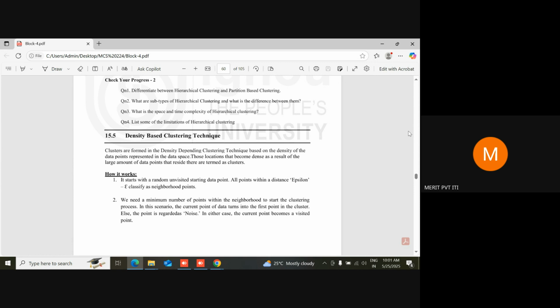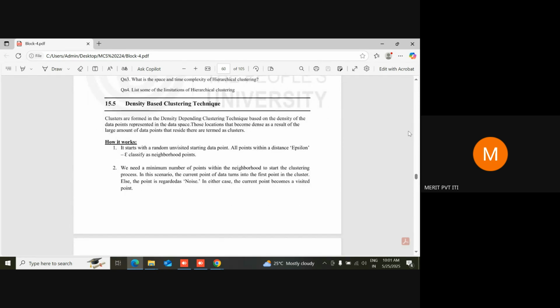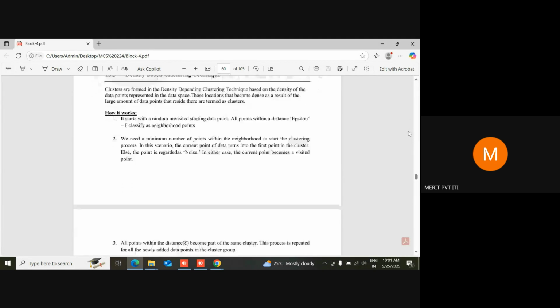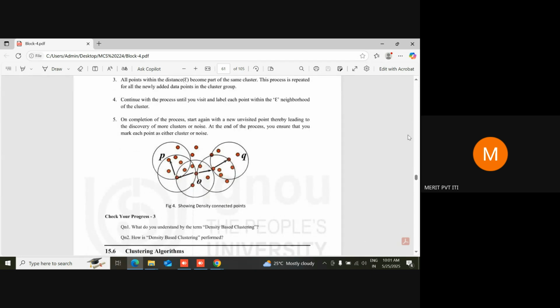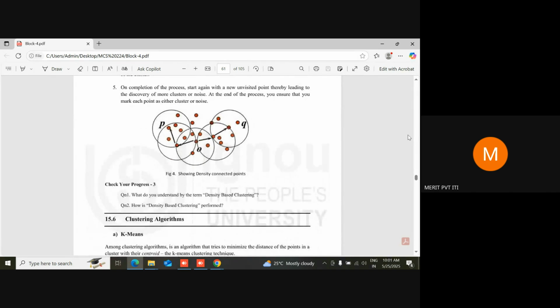We need a minimum number of points within the neighborhood to start the clustering process. Else the point is regardless noise. In the scenario, the current point of data turns into the first point in the cluster. Else the point is regarded as noise. So that's how it keeps on going. All points within the distance epsilon become part of the same cluster. Continue with the process. This is what it is showing: density connected points.